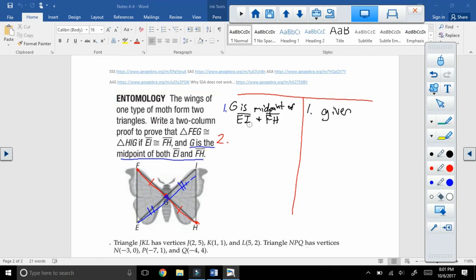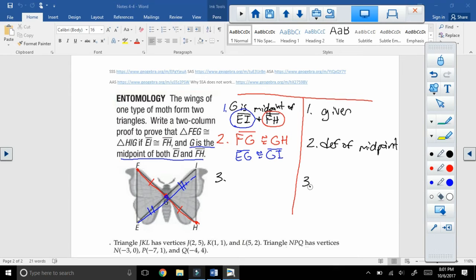So since it's the midpoint of FH, I know that FG is congruent to GH. And because it's the midpoint of EI, I know that EG is congruent to GI. And both of these are definition of midpoint. So I'll just put them on the same step, but you could have two separate steps again if you'd rather, call that 2 and this one 3. They just have the same reason.